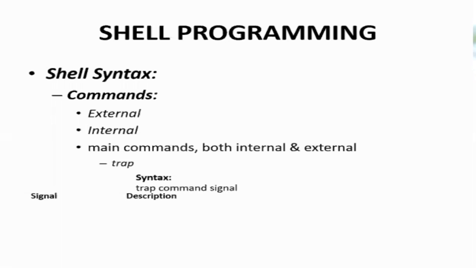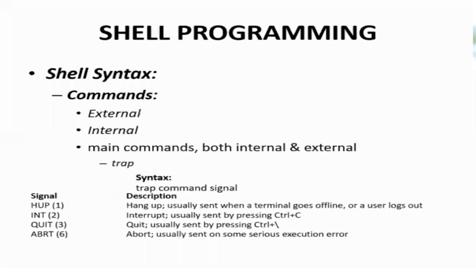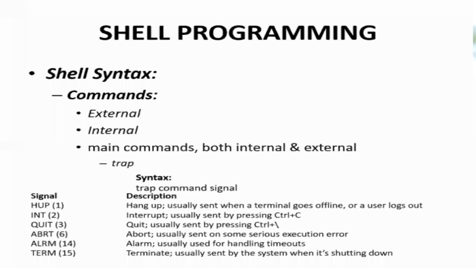Some of the most frequently used signals that are available in the system are the hang up signal, interrupt signal, quit signal, abort signal, then alarm, and terminate signal. So these are the different types of signals that we have.